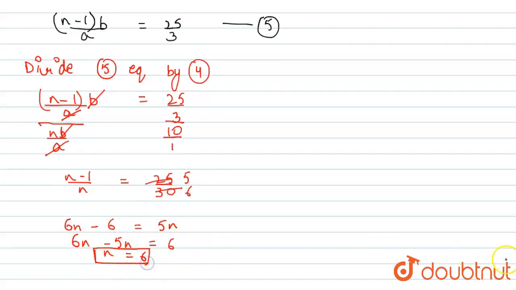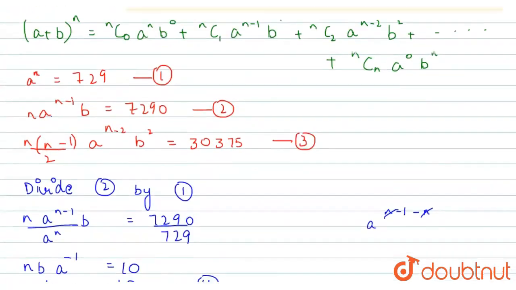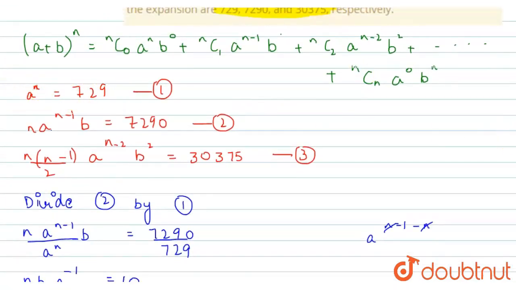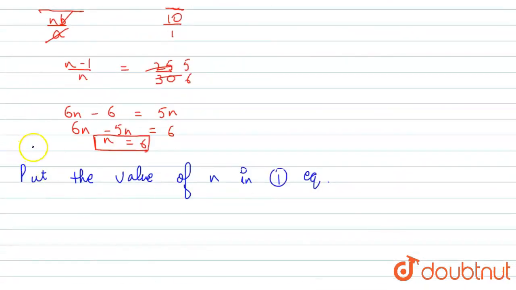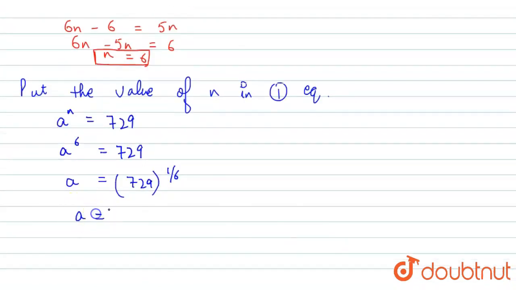Now we find the value of a and b. Put the value of n in the first equation. Our first equation is a^n equals 729. So a^6 equals 729. How do we solve? a equals 729 to the power 1 by 6. So our answer is a equals 3.